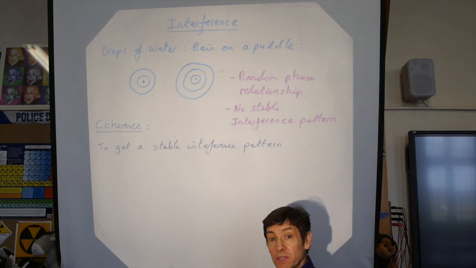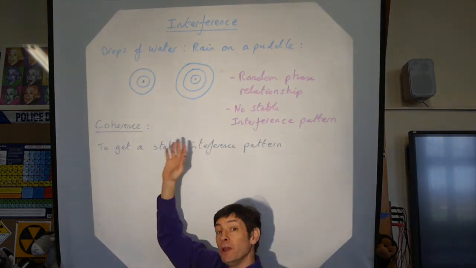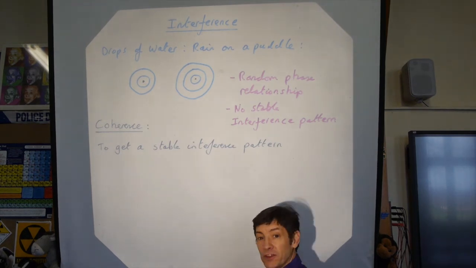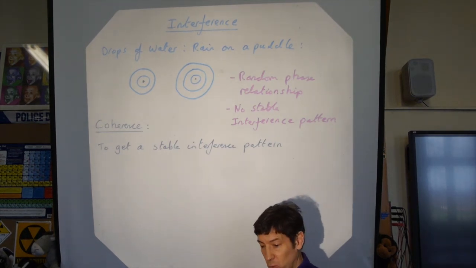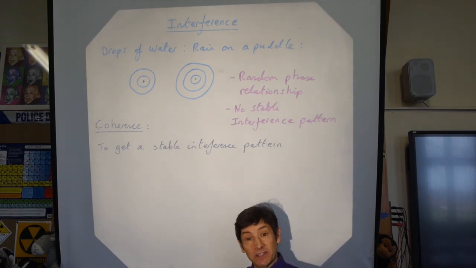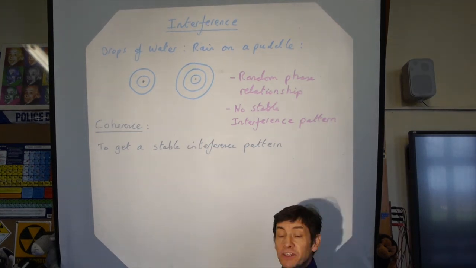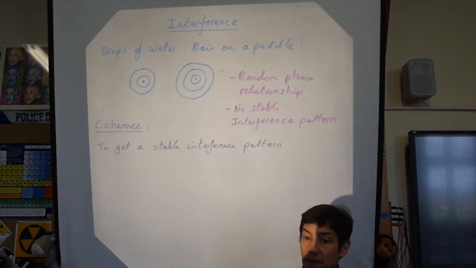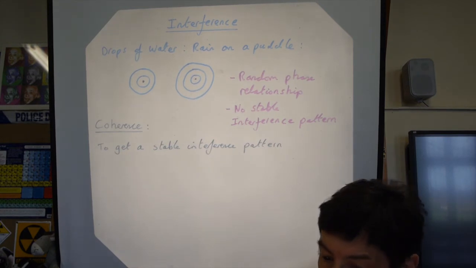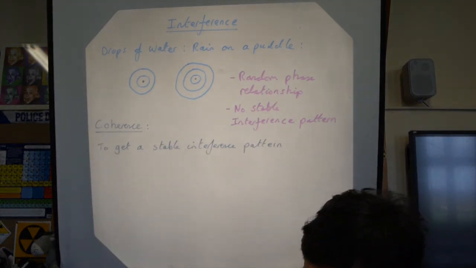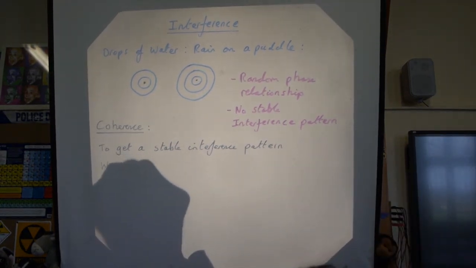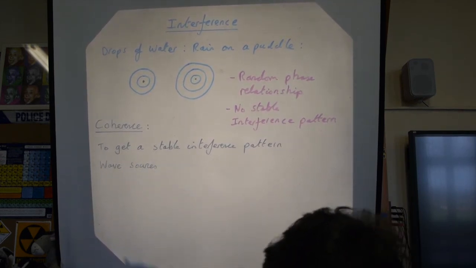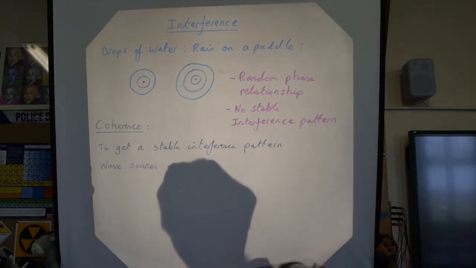And what we're talking about there is the concept of coherence, and this is an idea you need to understand for A-level, that to get an interference pattern that's stable, one that we can look at for ages and we can take measurements off, you've got to have coherent wave sources. Okay, so to get your stable pattern, the wave sources must have a constant phase relationship.